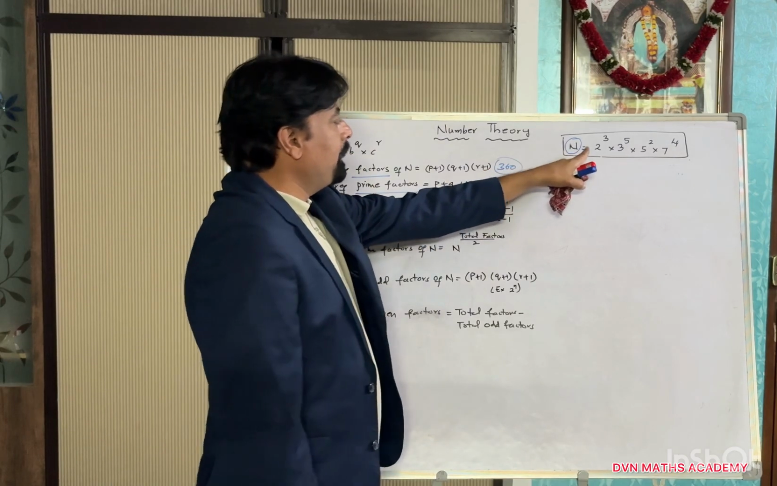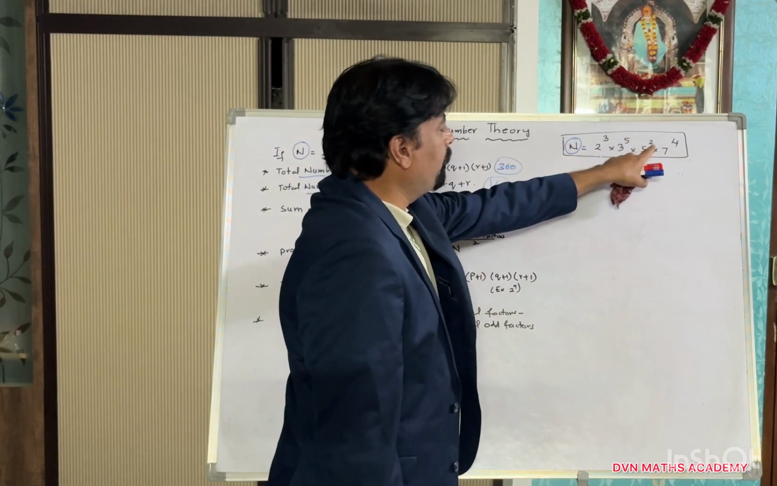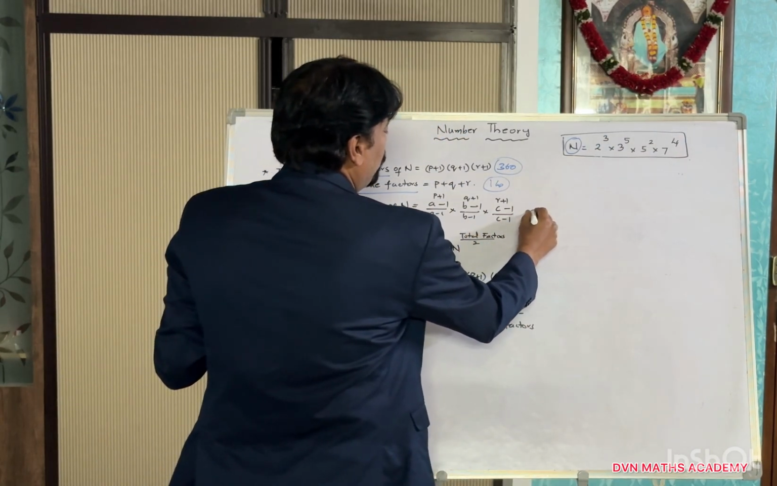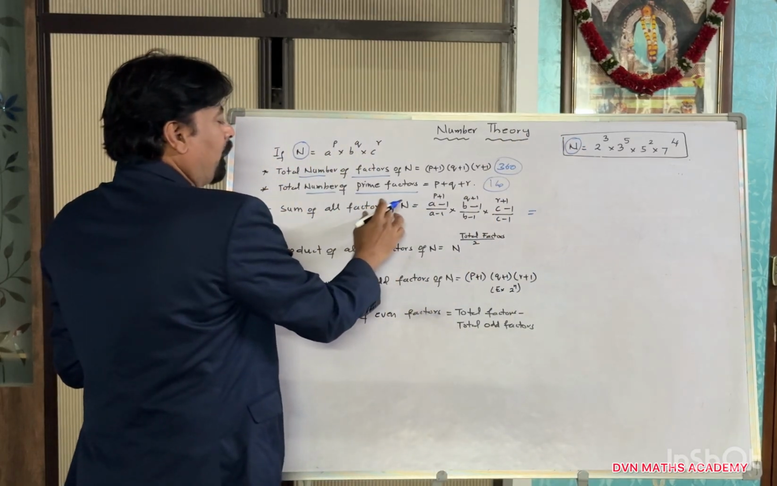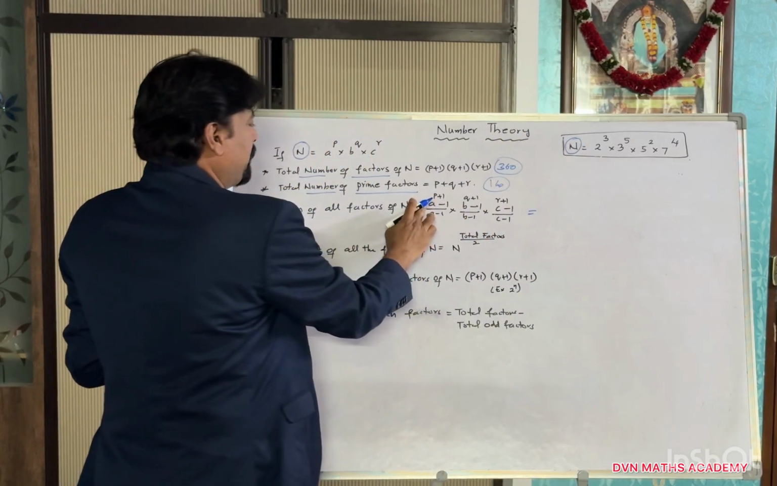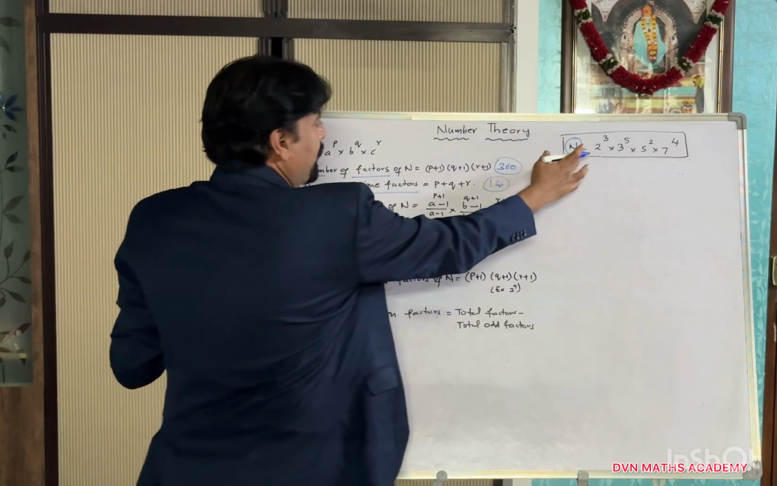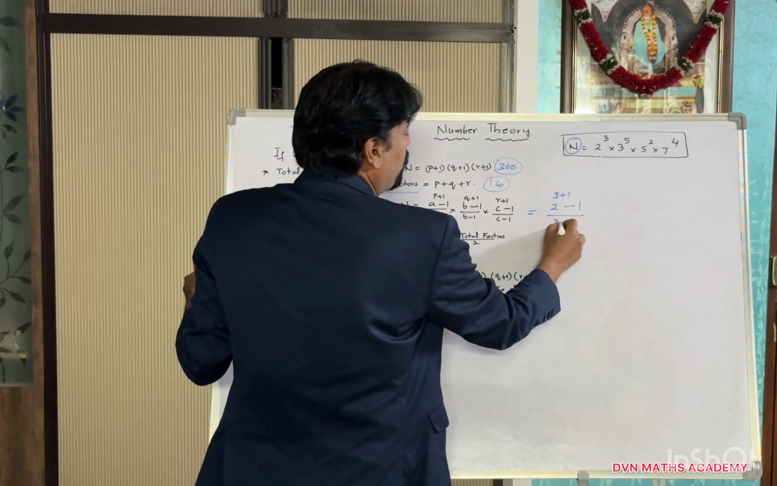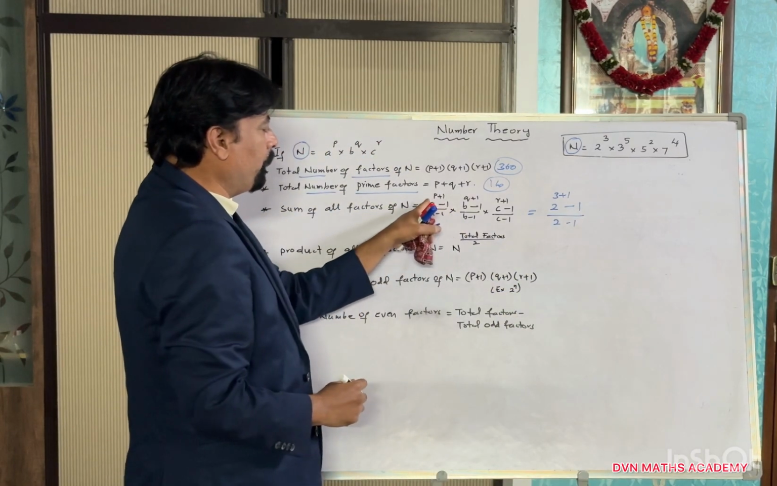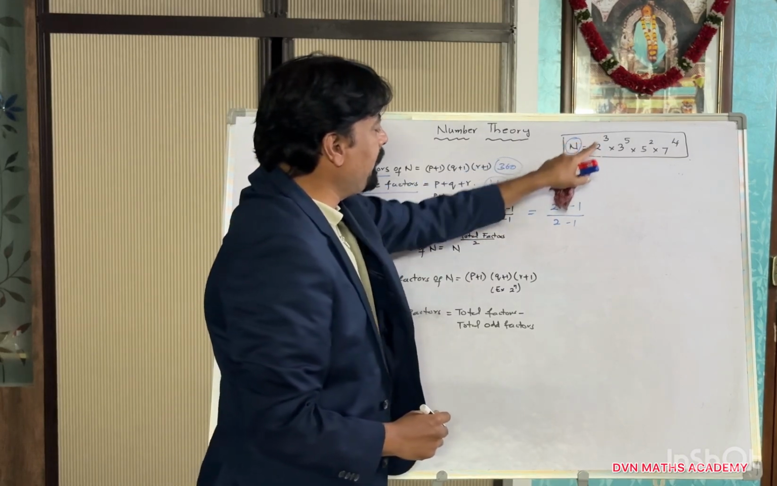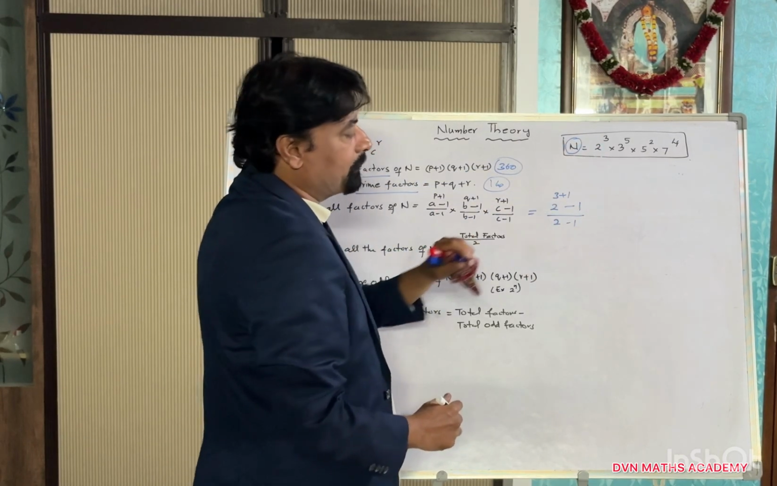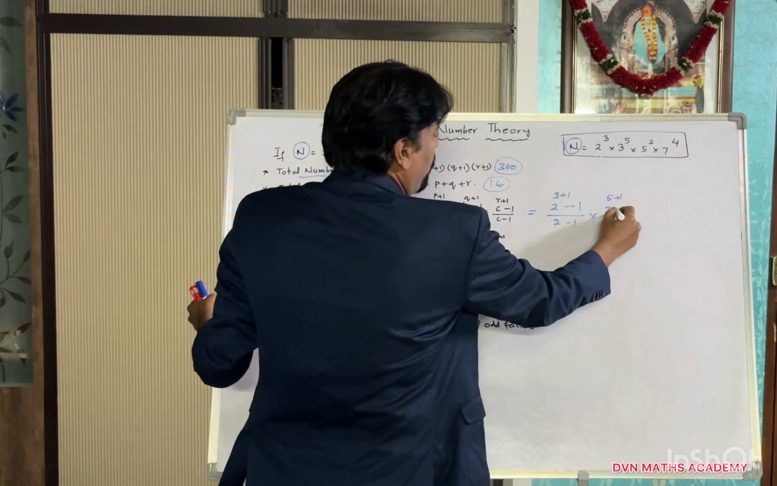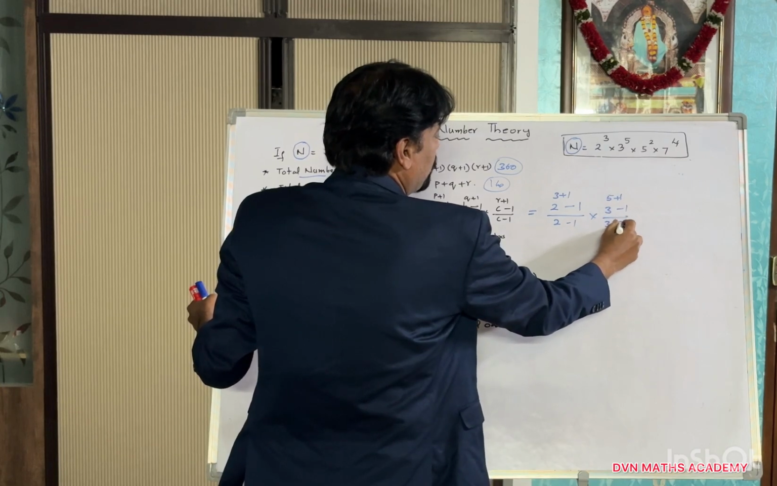If this n is 2 to the power of 3 and 3 to the power of 5 and 5 to the power of 2 into 7 to the power of 4, then I can write the formula value of this. I mean, the sum of all factors of this number is, the first one is a to the power of p plus 1, so a is my 2: 2 to the power of 3 plus 1 minus 1 by 2 minus 1. Then into b to the power of, meaning 3 to the power of 5 plus 1 minus 1 by 3 minus 1.